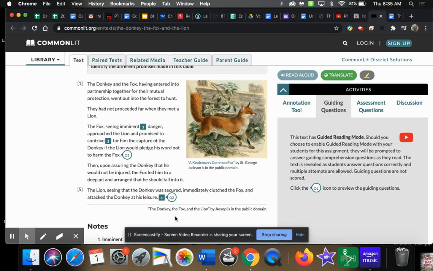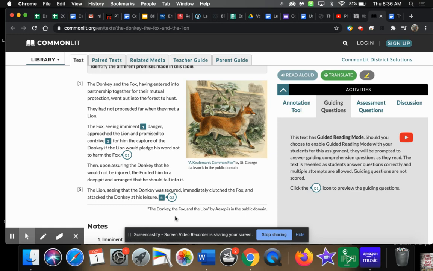Then, upon assuring the donkey that he would not be injured, the fox led him to a deep pit and arranged he should fall into it. So then, telling the donkey that he wouldn't be injured, like the fox was still like, hey, we're still homies, right? And he's like, let's go over here. And he kind of, again, continued to betray the donkey so that the donkey would be there for the lion, right? And then, spoiler alert, the lion, seeing that the donkey was secured for him, still took the fox. Because he knew that he wasn't going to lose the donkey, okay?